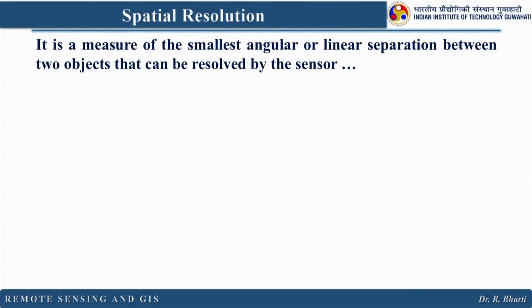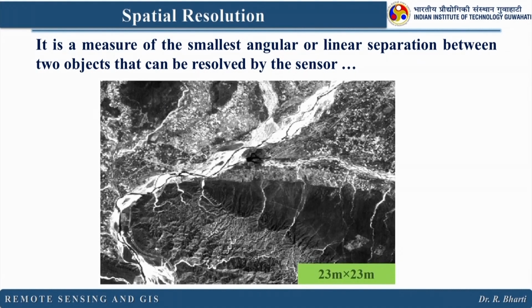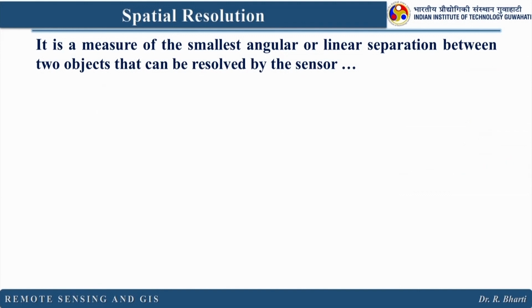Now, the next one is spatial resolution. It is a measure of the smallest angular or linear separation between two objects that can be resolved by the sensor. Let me show you the figure. I hope you remember the detectors in your sensor, looking at a particular area, and this is basically generating your pixel. So, this is the next resolution, spatial resolution.